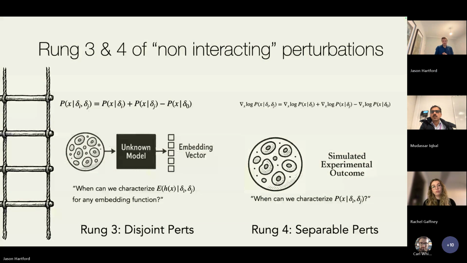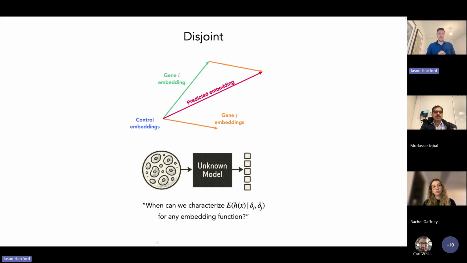Okay. Now, with 5 minutes left, I'm going to try and explain these other two concepts. We have these two notions, disjointness and separability. These correspond to the mean embedding case and characterizing the distribution directly. So we'll start with disjointness, which is when can we characterize mean embeddings.